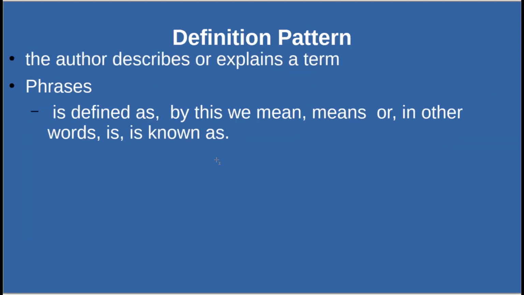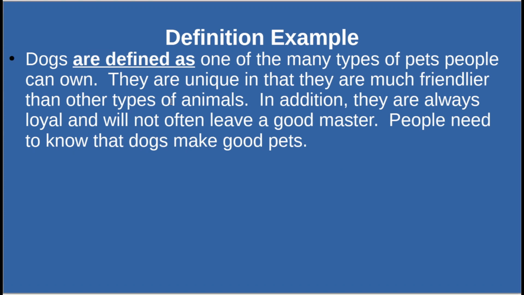Next, we have definition. The author describes or explains something. Remember, describing is another way of explaining something. That'll be important when you look at the example. Some common phrases you find with the definition pattern are defined as, by this we mean, means, or, in other words, etc. So here's our example.